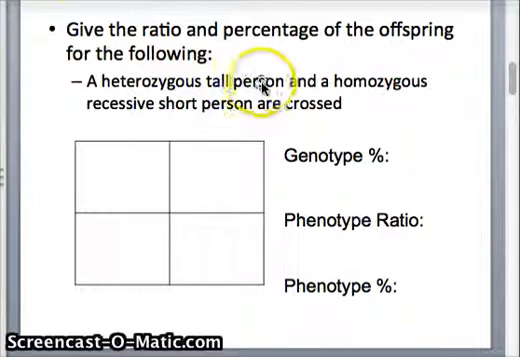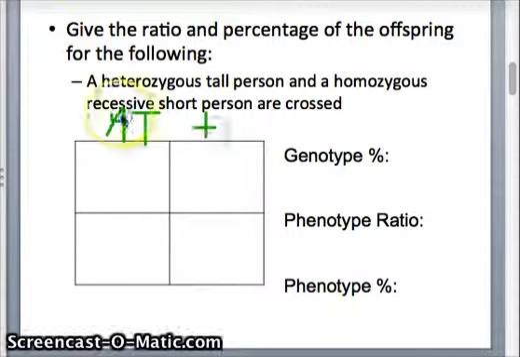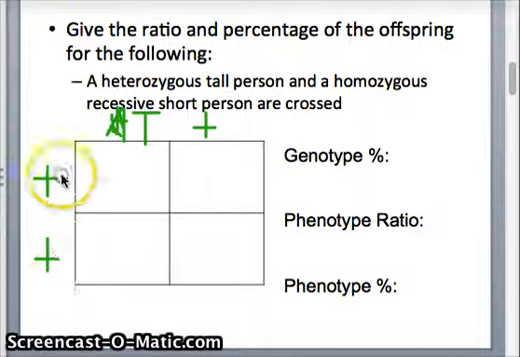So if we have a heterozygous tall person, it doesn't matter where you put these. I'm going to put this one at the top. I'm going to use T's because that's going to be the easiest. So there's a capital T and lowercase t. And then there's a homozygous recessive short person. I'm going to put the short person over here, but again, it doesn't matter where they are. So you put one letter in front of each box, and you put one letter on top of each box, and then you just fill it in.